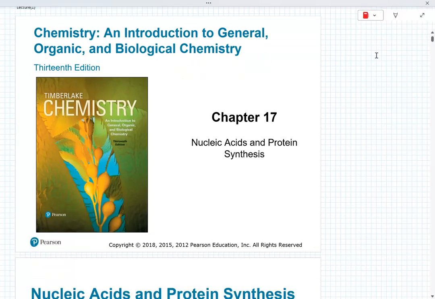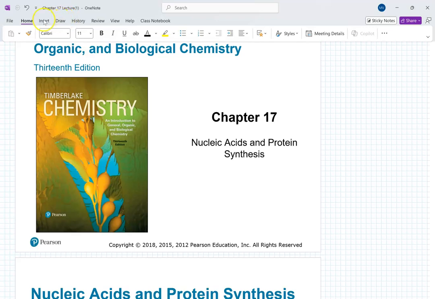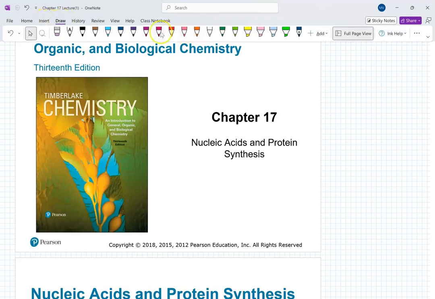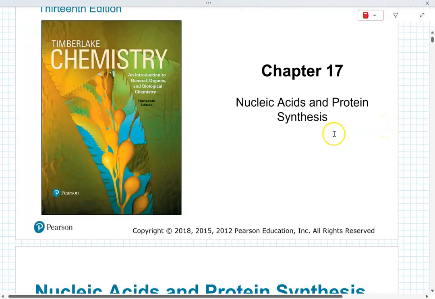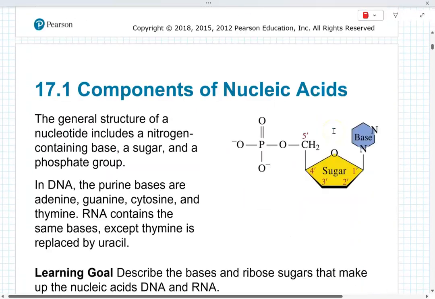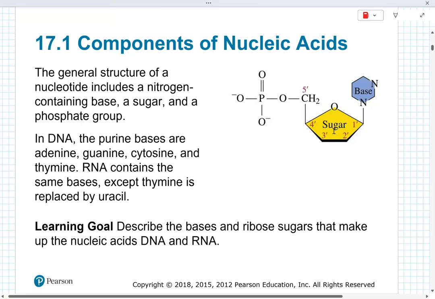Okay, so obviously we're going to be talking about the structure of DNA and RNA and the whole process of protein synthesis. As always, I skip the crap. So here's the idea. First, we're going to talk about the components. In other words, we're going to talk about what nucleotides are, what is the difference between purine and pyrimidine bases.